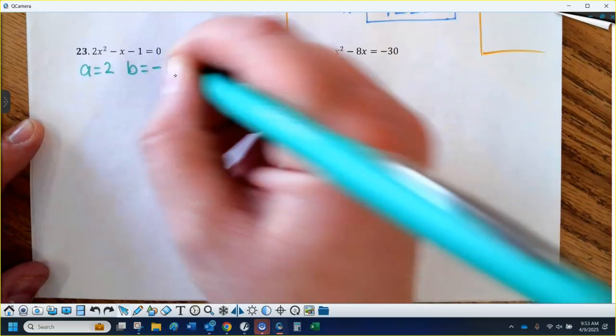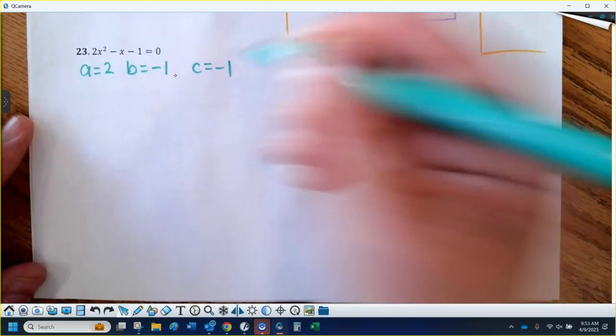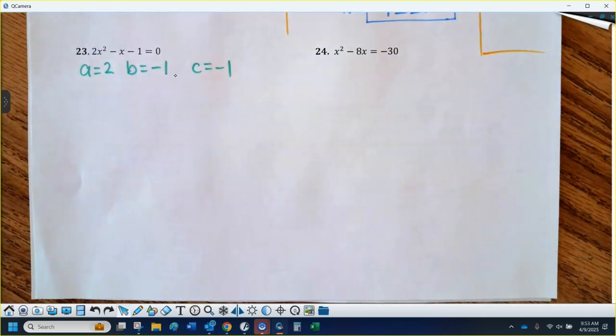All right, so I'm going to get my a, b, and c values. It's already set equal to 0. So a is whatever's in front of x squared, so it's 2. Now, the middle term, you just have minus x, so it's not written there, but there would be a little negative 1 in front of the x, and then there is a negative 1 written for the c value.